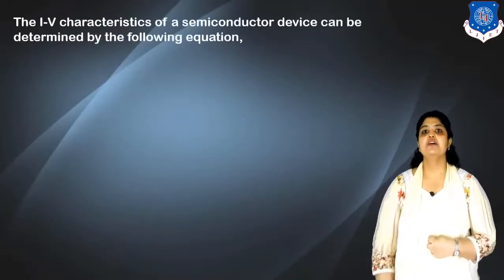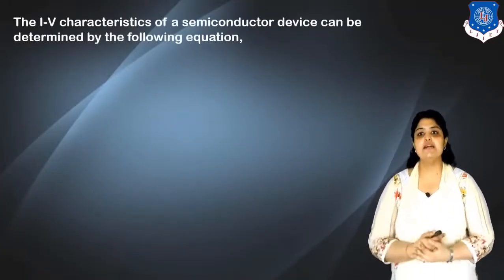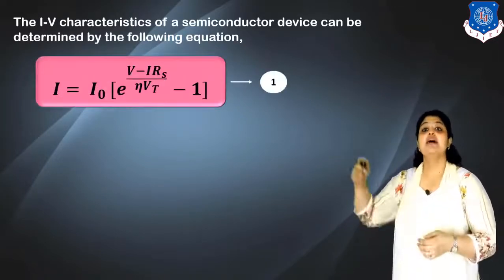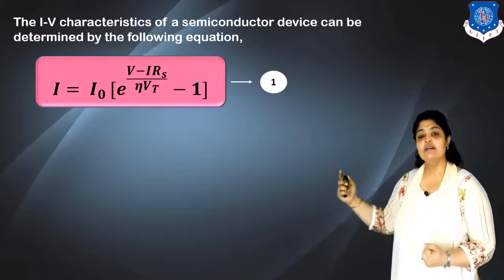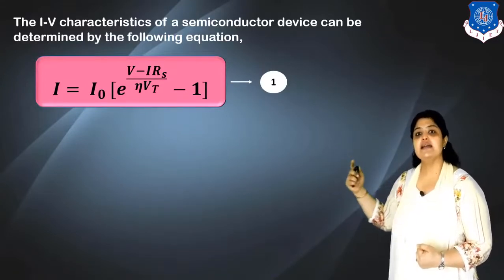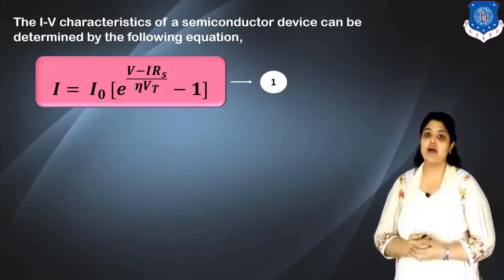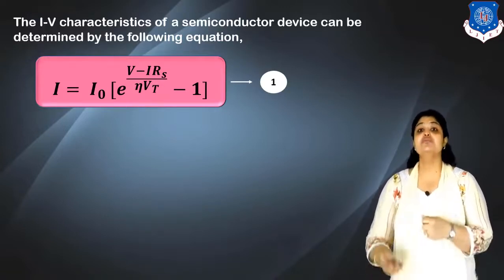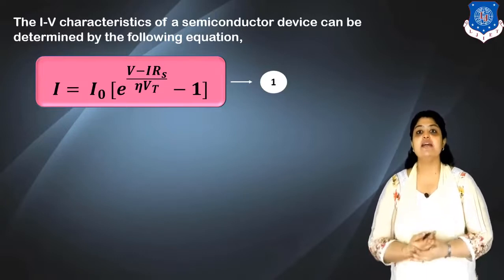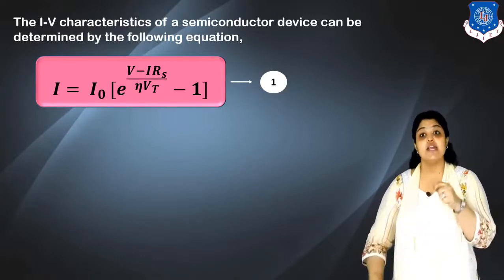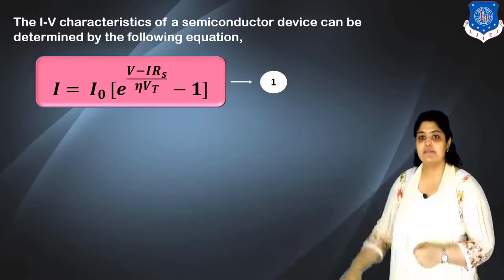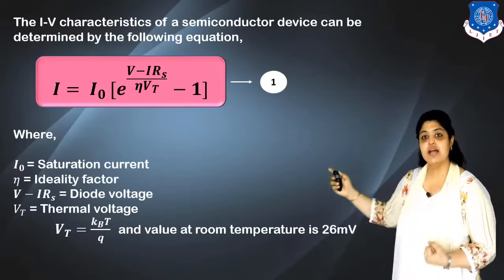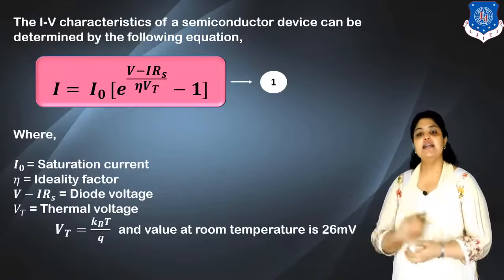Now we have IV characteristics of a semiconductor device. It can be determined by the following equation: I equals I naught e raised to (V minus IRs) upon eta Vt, minus 1. This is the standard equation which is used to study the IV characteristics of semiconductor devices, and this is the equation which we are going to use in today's method. In this equation we have I naught as the saturation current, we have eta as the ideality factor.